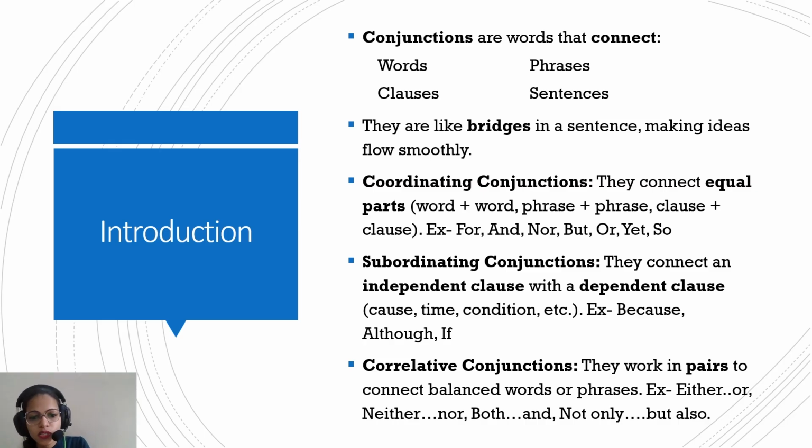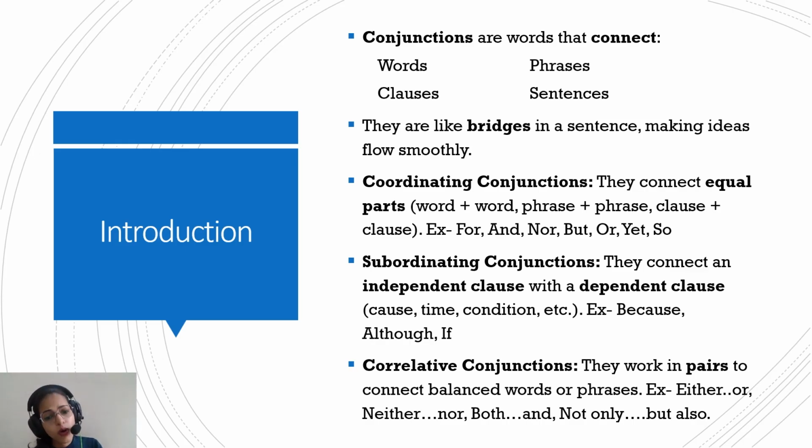If you look at the first letter of all these words, it makes the acronym FANBOYS. That's how you can remember coordinating conjunctions. F for, A for and, N for nor, B for but, O for or, Y for yet, and S for so. FANBOYS. Okay, that's coordinating conjunctions for you.